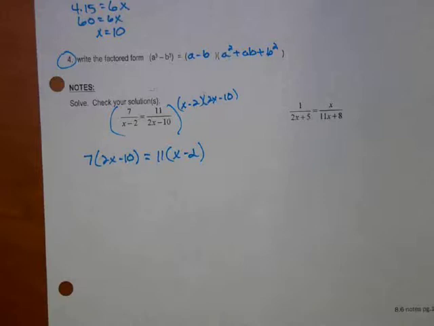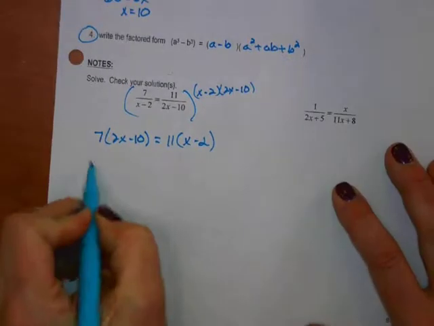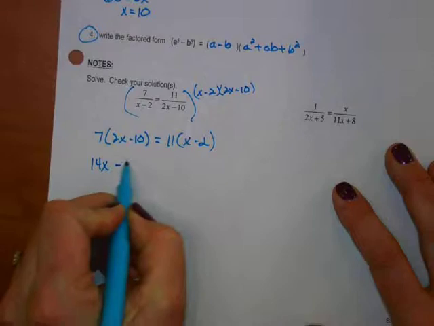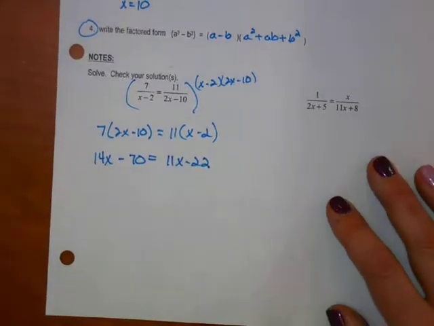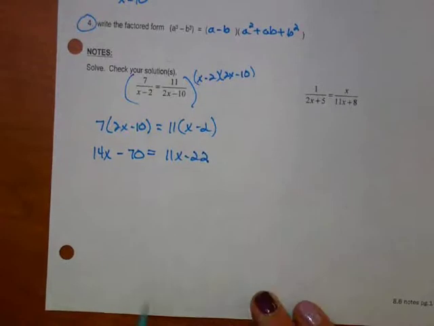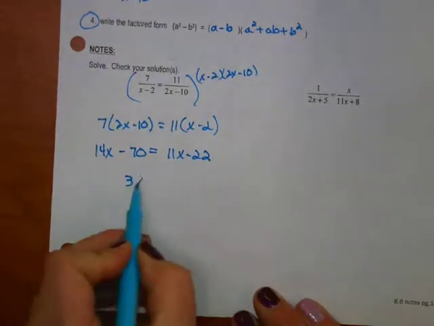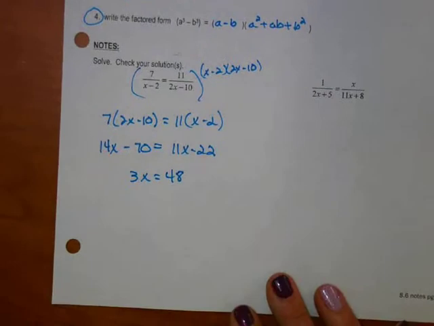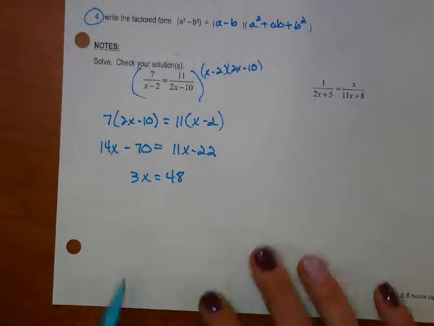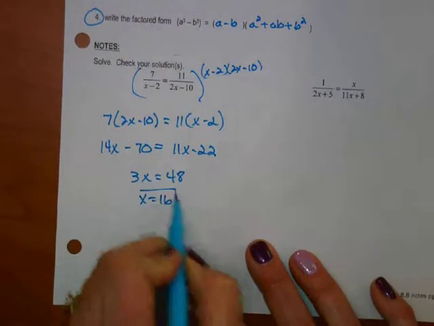Algebra. Finish solving that now. Distribute: 14x minus 70 equals 11x minus 22. Move stuff around and you get 3x equals 48. There is no specific way of what you move first. You can just do whatever, and you'll end up with the same answer as long as you do the math correctly. So x equals 16.